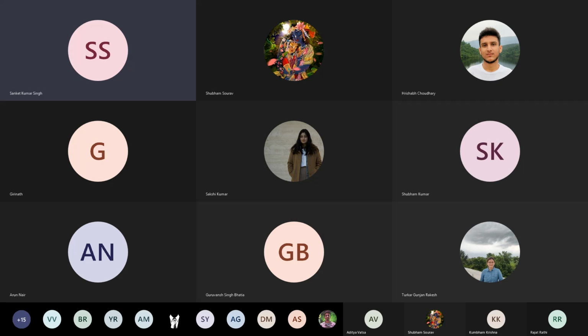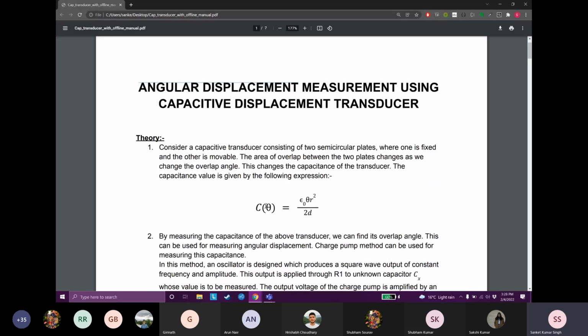Transducer, and basically we'll... So, can you record the meeting? Okay. Recording has started.